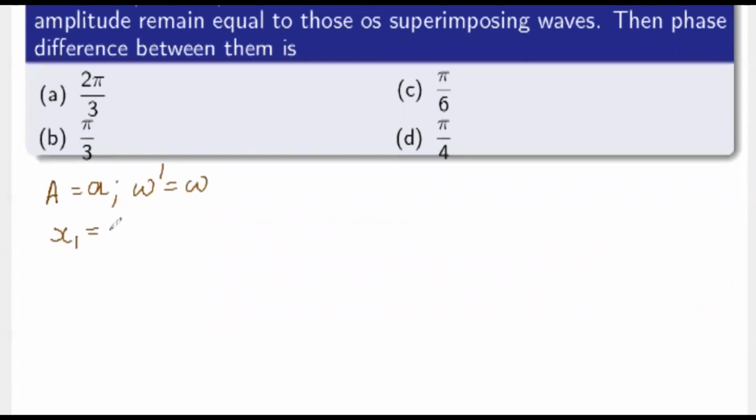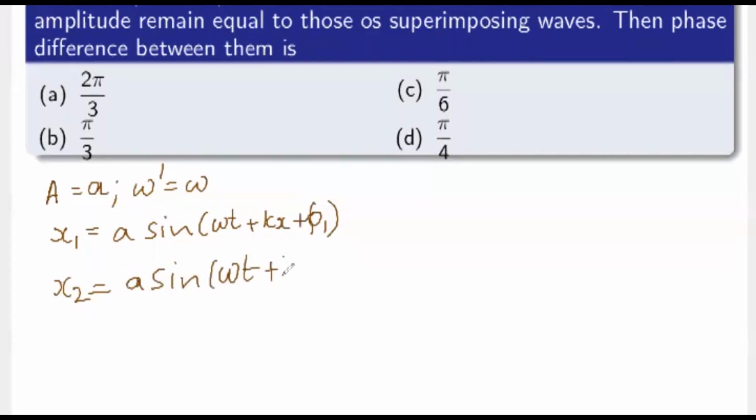So let me write the two expressions. x1 is a sine of (omega t plus kx plus phi 1), where phi 1 is the phase constant of the first, and x2 equals a sine of (omega t plus kx plus phi 2). Actually, when you have two waves whose phases are phi 1 and phi 2, we can convert this into one single form instead of writing two, considering the phase difference between them. Let's say the phase difference between them is phi, that is equal to phi 2 minus phi 1.